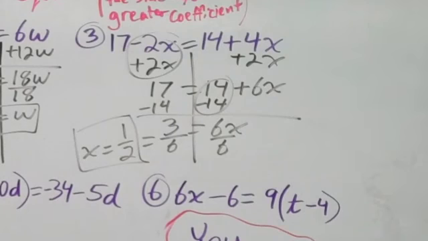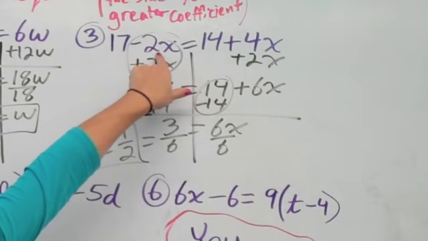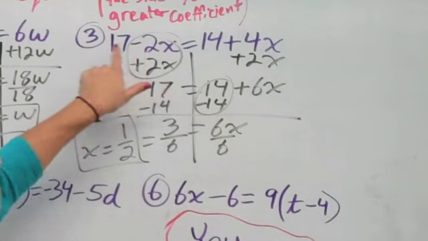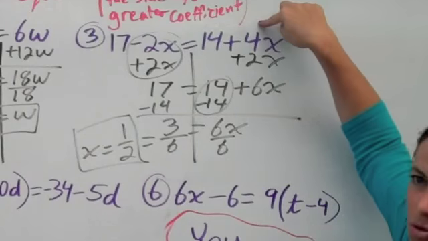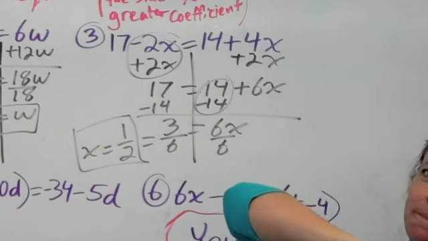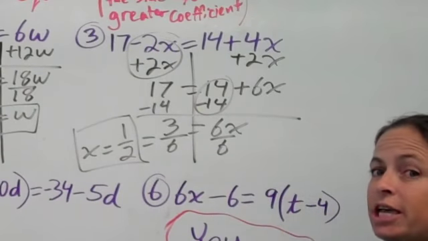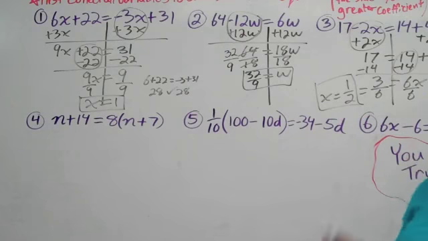Did you get it right? Awesome. Quick check. What's 2 times a half? What's half of 2? 1. 17 minus 1 is 16. Let's see if this side also gets 16. What's half of 4? 2. What's 2 plus 14? Also 16. So I could do a check even mentally to make sure I am correct.